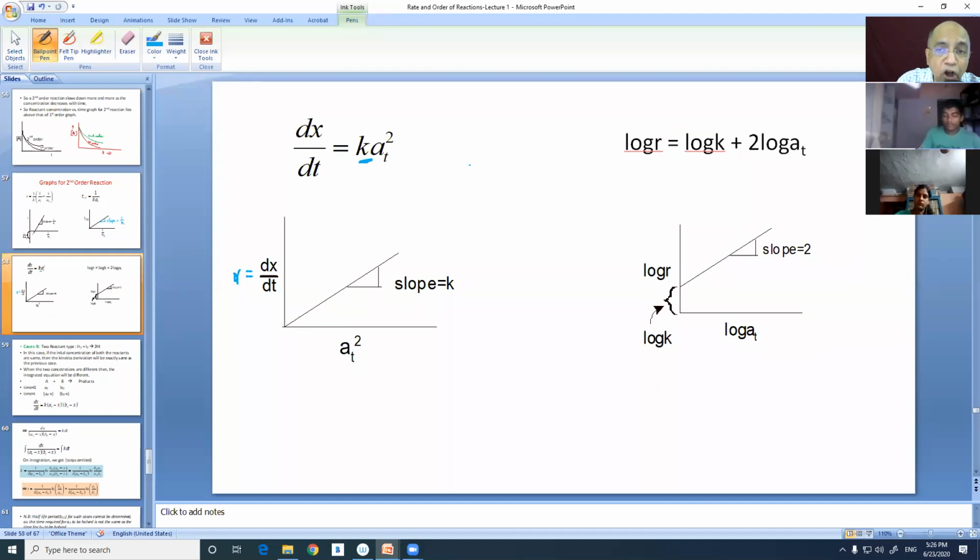But if you take the log, this is r. If you take log r is equal to log k plus 2 log At, and you draw a graph of log r versus log At, then it will have a positive slope, but it will not pass through origin, and the slope will be equal to 2, and the intercept will be equal to log k. So these are some of the graphs for the second order reaction. Then we will be entering into numericals.